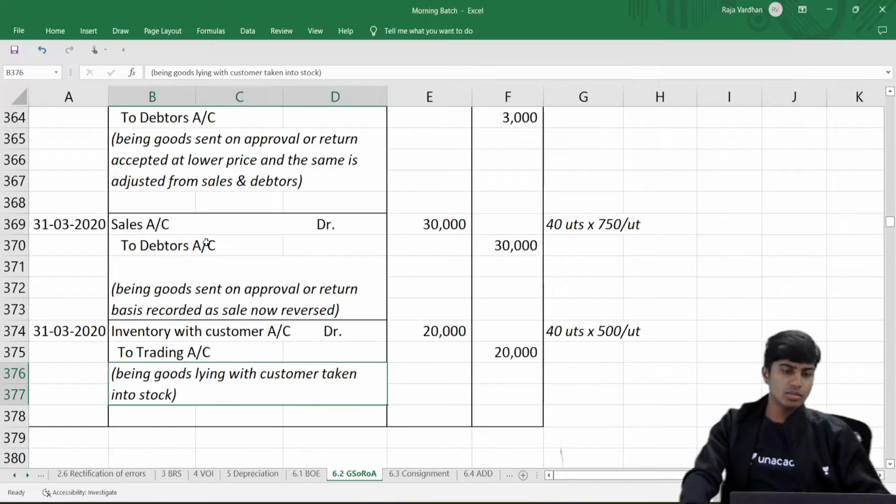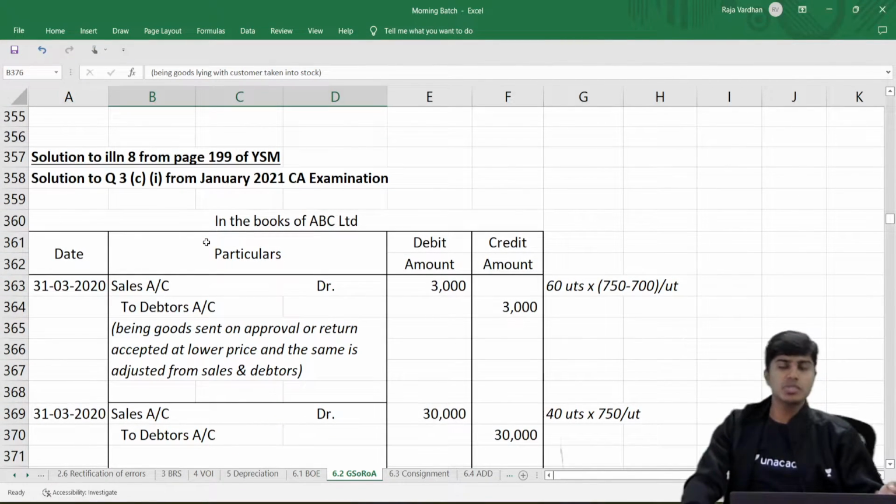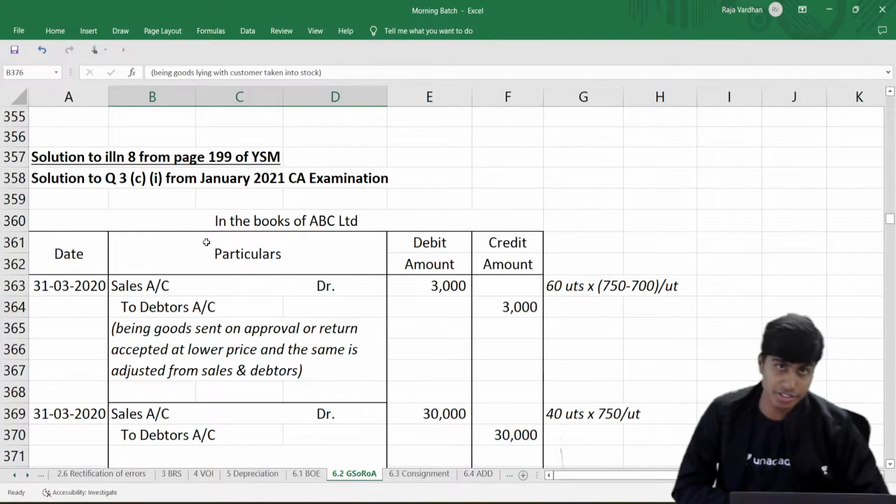Have they asked anything else? No, they've asked for journal entries and we've finished it. By this, we've done all the questions which are based upon preparation of journal entries, reversal or adjusting through them.